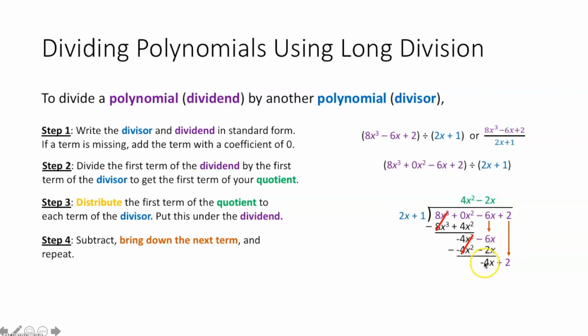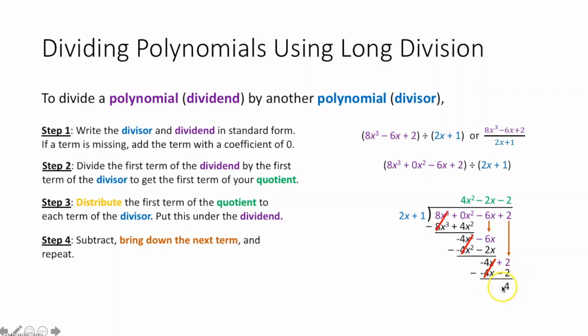What's negative 4x divided by 2x? That's negative 2. So now we distribute that negative 2 to the 2x. Negative 2 times 2x is going to be negative 4x. These are going to cancel out. And then negative 2 times 1 is going to be negative 2. So then we go ahead and subtract these two values. Negative 4x minus negative 4x, those are going to cancel each other out. And then 2 minus negative 2 is the same as 2 plus positive 2. So this is going to turn into 4.